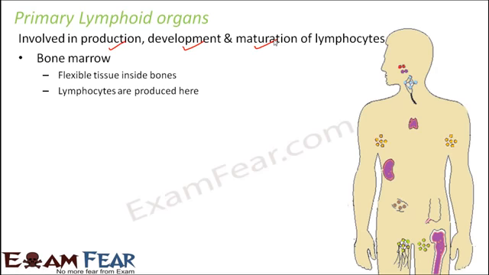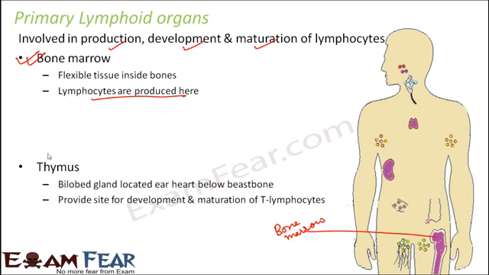So what is bone marrow? It is a flexible tissue inside bones. Where is the bone marrow? This structure which you see here is the bone marrow. It is present inside the bones, and this is the place where lymphocytes are produced. So bone marrow is the site of production, or the site of birth, of lymphocytes.